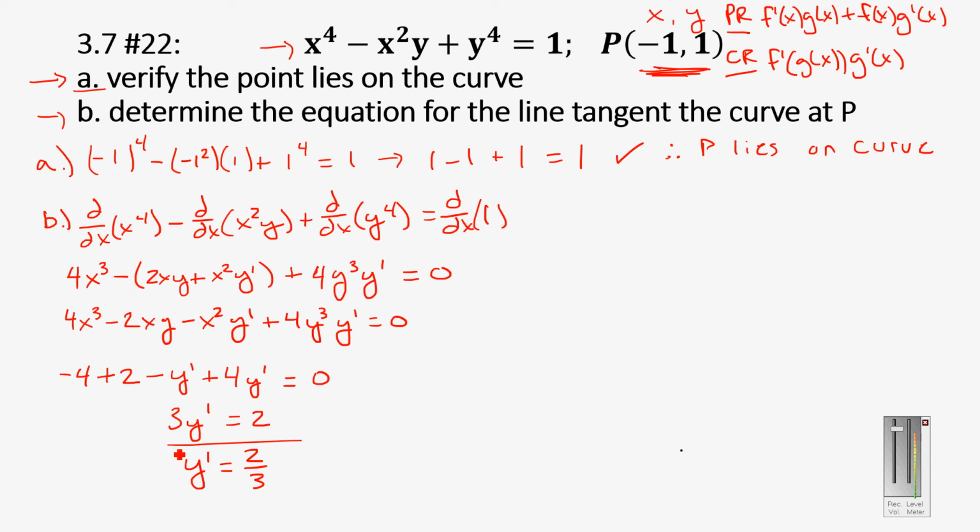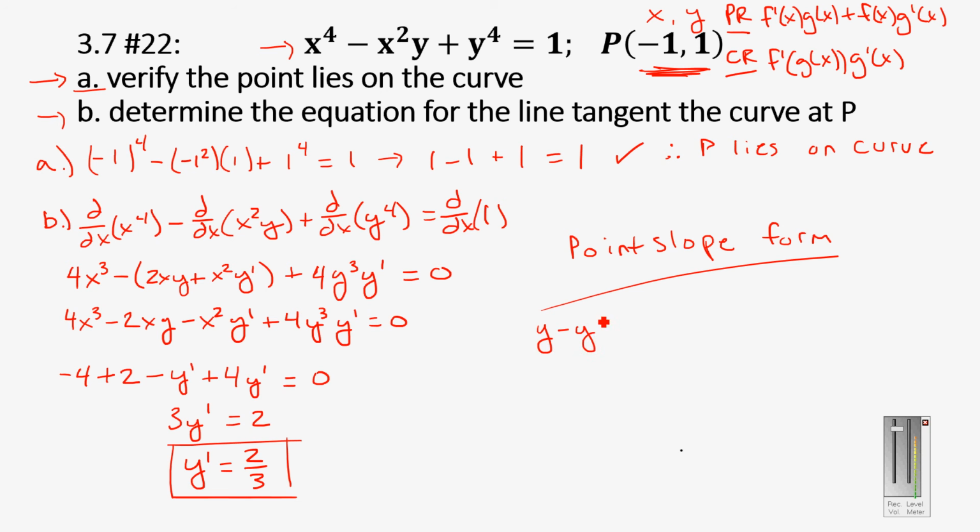That is my slope. Okay, that's going to be my slope. Now the nice thing is, we can use that slope in our point-slope form. And remember, our point-slope form, this is back from pre-calculus, is y minus y1 equals m times x minus x1.